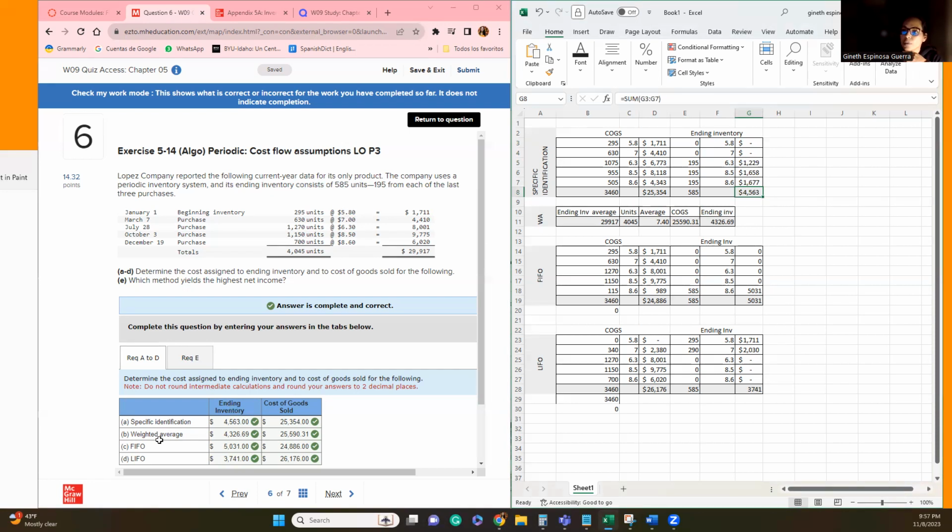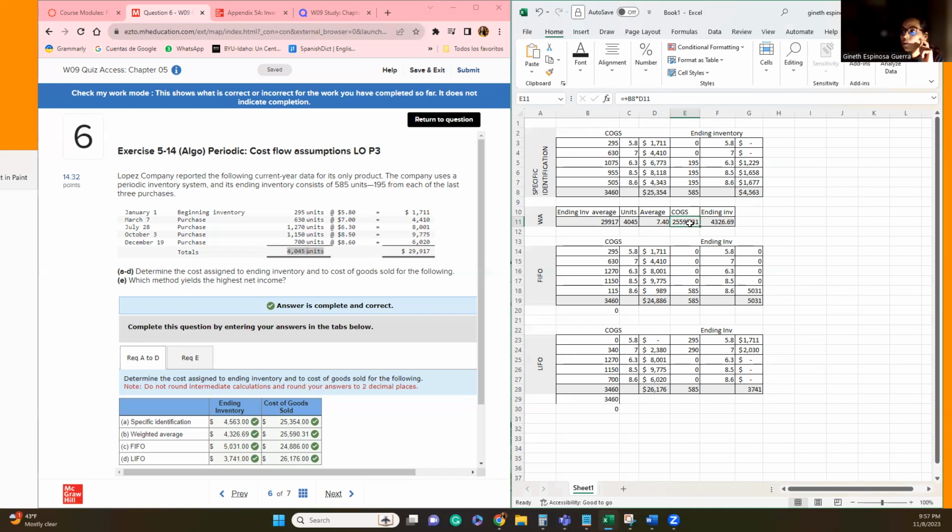In the next part, they are asking for the weighted average, and this is easy because we just need to take our price from the ending inventory and divide by the units. In this case, 4,045, and we can find our average. They are only asking for 2 decimals, so we use decrease decimal and leave only 2 decimals.